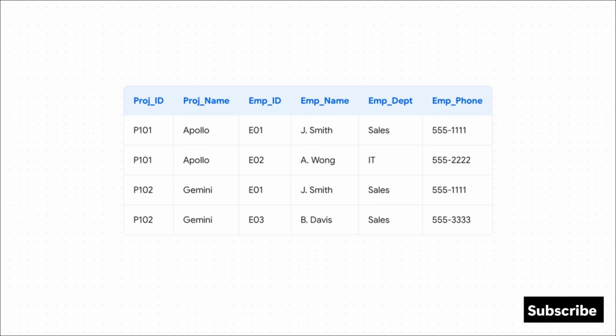Because Jay Smith's phone number is in 2 separate rows, someone has to remember to find and change it in every single place. If you miss just one, and people always do, your database is now inconsistent. You have 2 different phone numbers for the same person. This is called an update anomaly, and it's a huge deal. Your database is now actively lying to you.